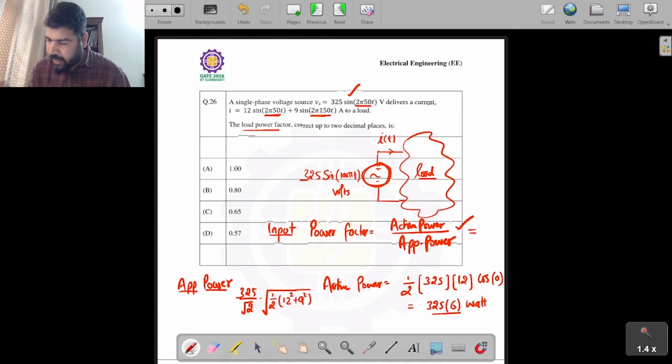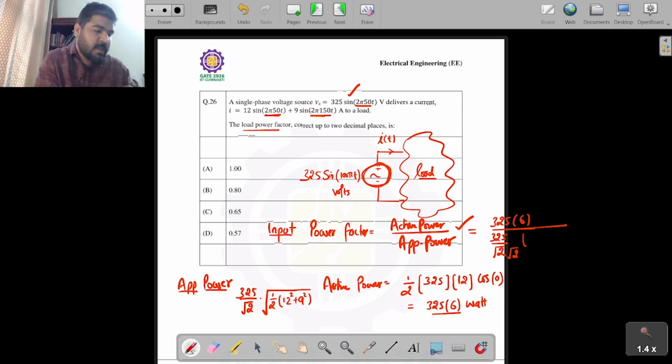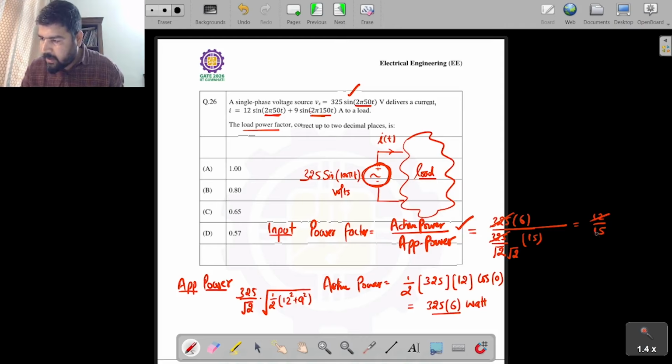Let's first calculate this. So active power is 325 into 6 divided by 325 by root 2. This root 2 will again come out from the square root. Okay, and 12 square plus 9 square. If you calculate, it will become 15. Okay, take the root of this, so you'll get 15 here. 325 will cancel, and this will become 12 by 15. This 2 will go into the numerator, so 12 by 15. Now you can cancel with 3, so this is 4, this is 5, so 0.8. Okay, so input power factor is 0.8.